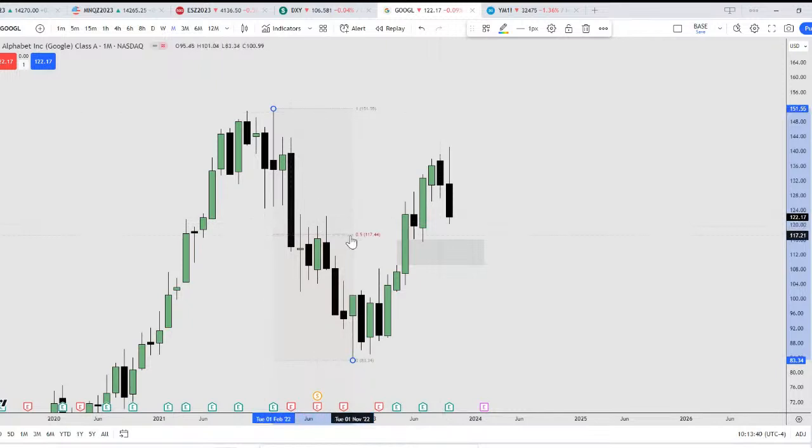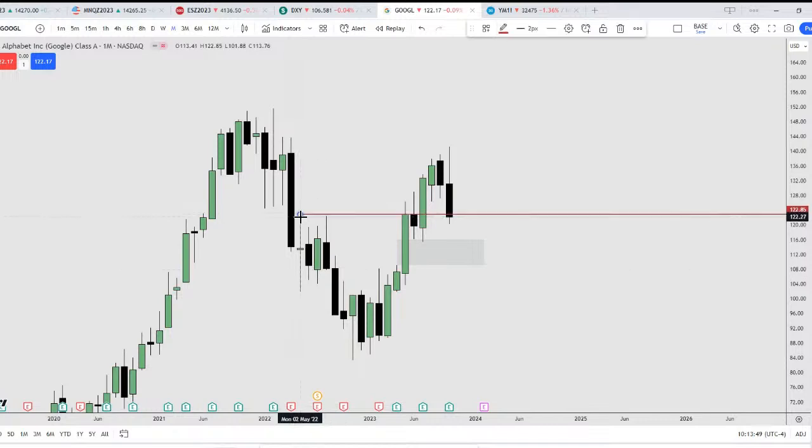Okay. Best case scenario, it doesn't close below this level here, 122.85. You do not want to see any close below this level here. Below this level is a warning sign that it's going to come down to this swing low, which is 115.35. That's for Google on the monthly time frame, right? So you gotta wait for quite a while.